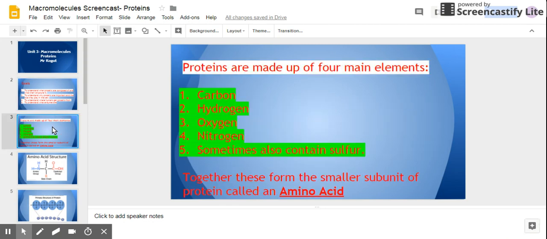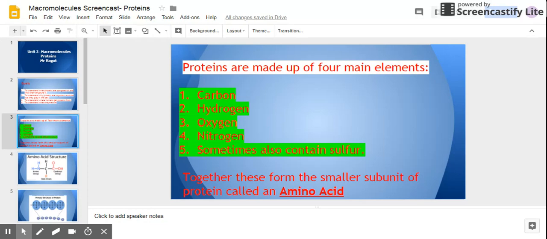All right, so our first one, talking about proteins, what they're made of. So proteins actually vary somewhat. Unlike what we saw with carbohydrates, that they have specifically carbon, hydrogen, oxygen, proteins also sometimes contain sulfur and they always contain nitrogen. So they're slightly different from one to the other, and we'll talk a little bit more about what that means.